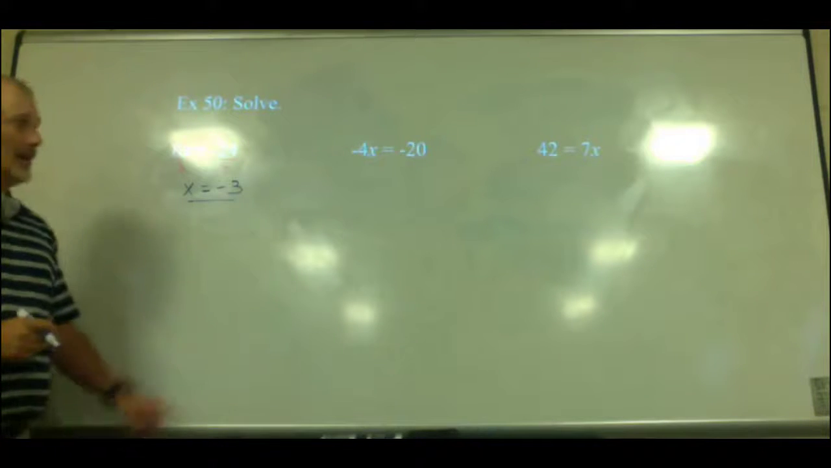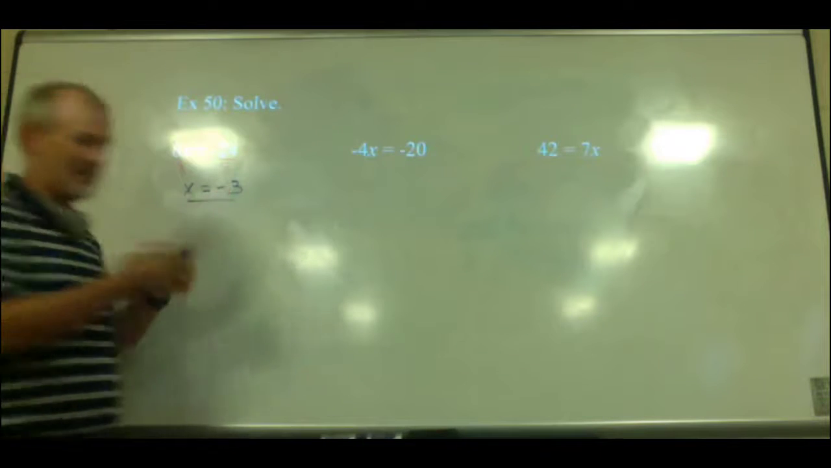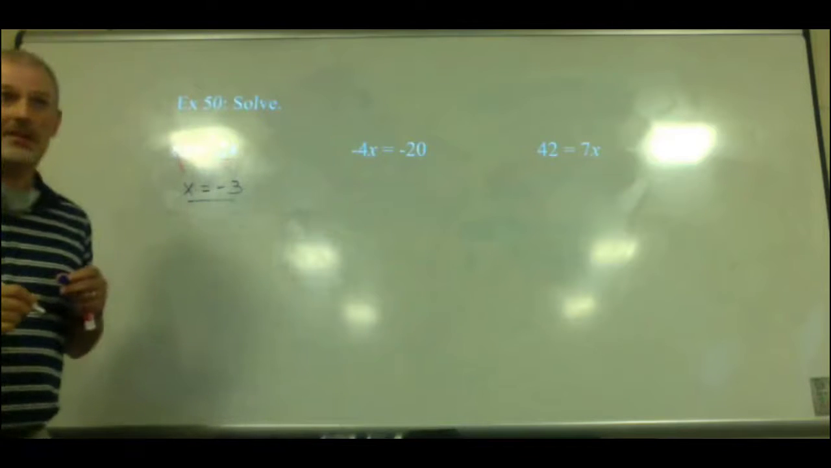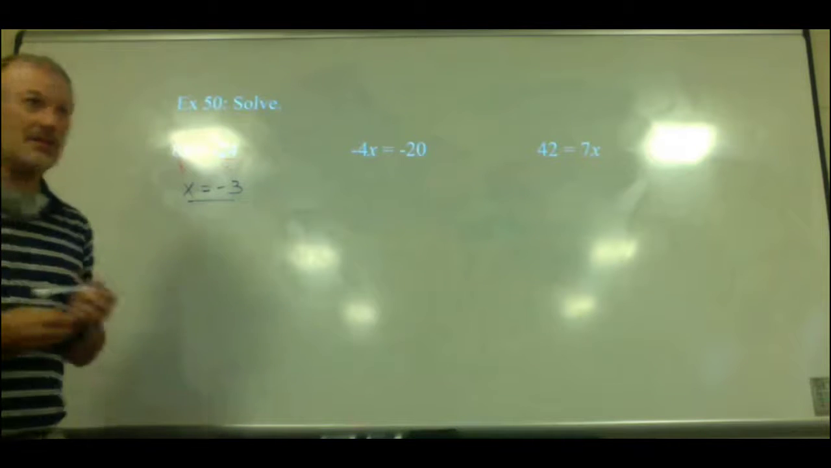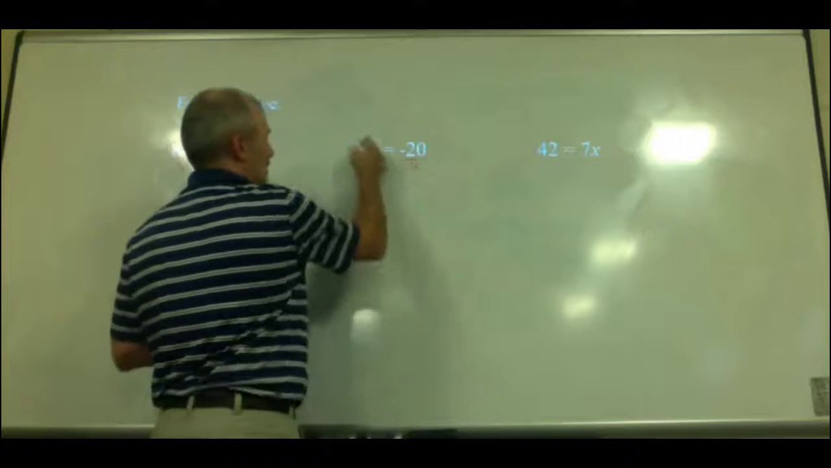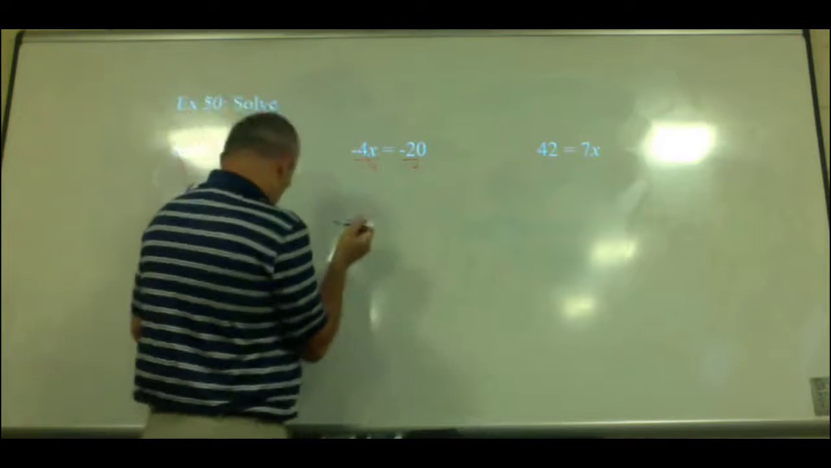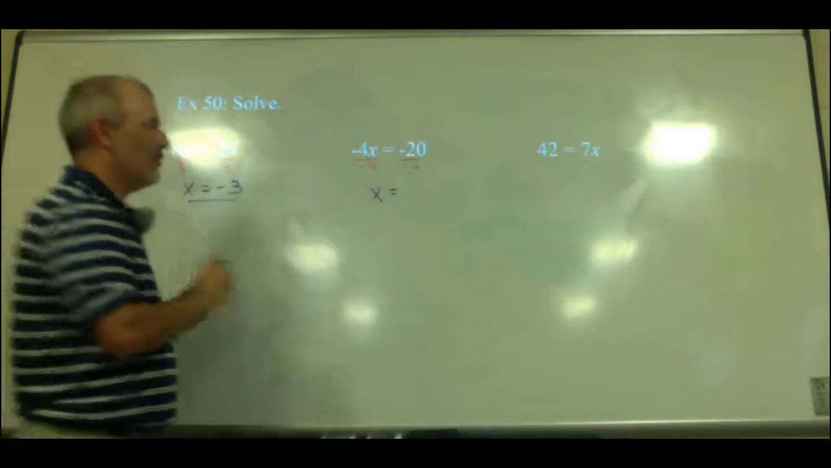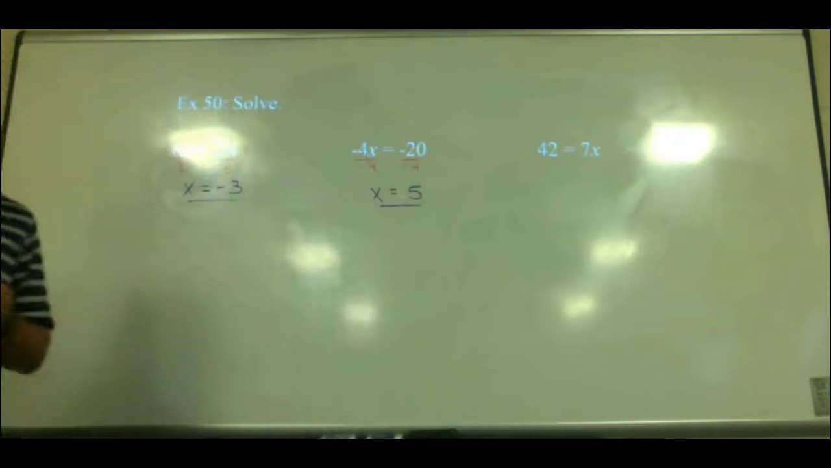Okay. Next one. What's by the x that we need to get rid of this time? The -4, and it is -4 times x, right? Does that make sense? How do we get rid of it? Divide by -4. So that cancels out to be 1x, which is what we want. 1x is just x. And then -20 divided by -4 is 5. And that's our answer.